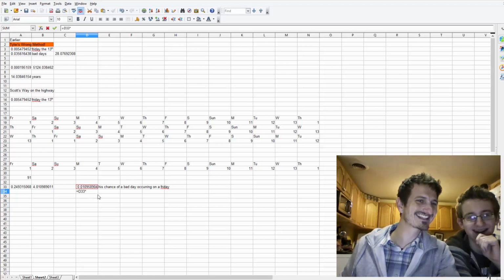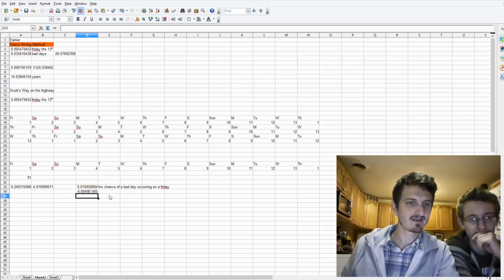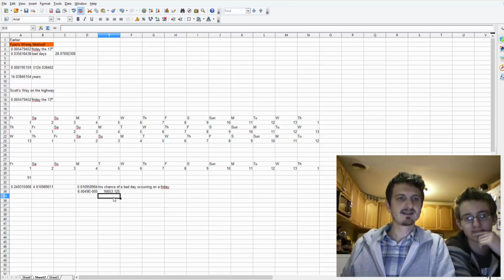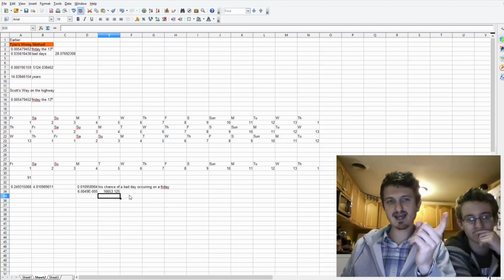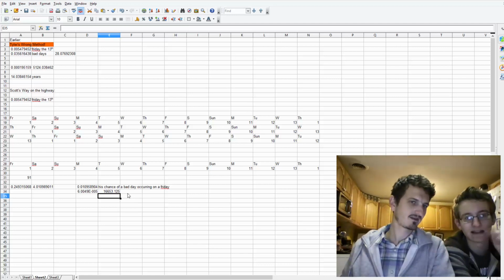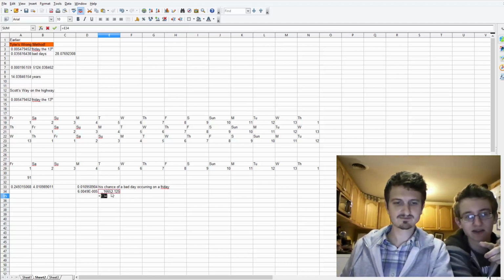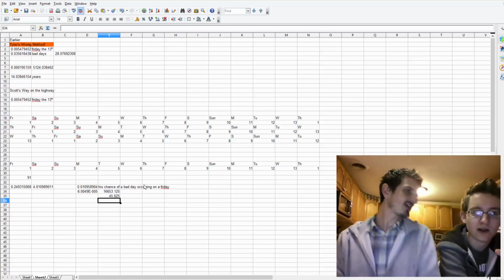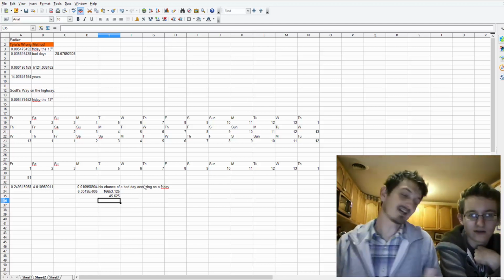So I'm going to take this and multiply it by the Friday the 13th probability. And then I'm going to do the reciprocal of that. And it's 16,653. So what that's telling me is he's going to have a bad day and Friday the 13th occur on the same day in, let's see how many years that is, 16,000 days. In other words, 45 years. That's the probability of it happening.